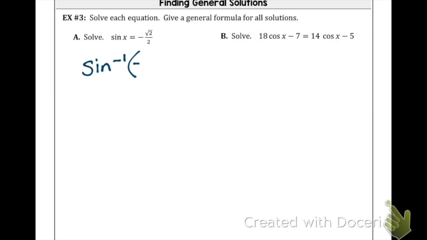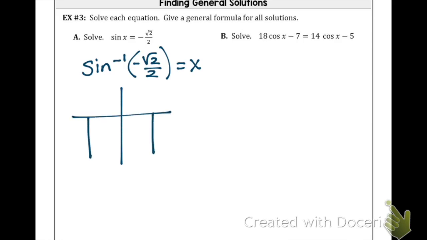So we need to figure out what angle gives me a vertical displacement of negative root 2 over 2. I said horizontal, I meant vertical. So we've got to go down negative root 2 over 2. That's going to put me in quadrant 3 and quadrant 4. Now we've got to think about what that reference angle is. That's pi over 4 here, pi over 4 here.